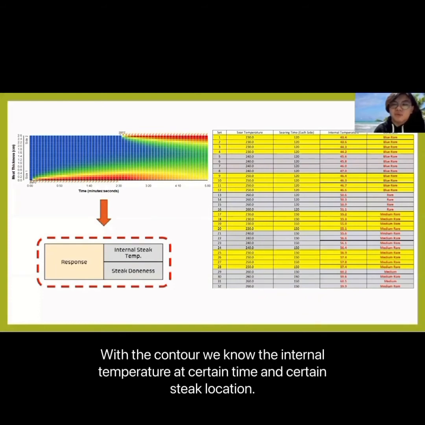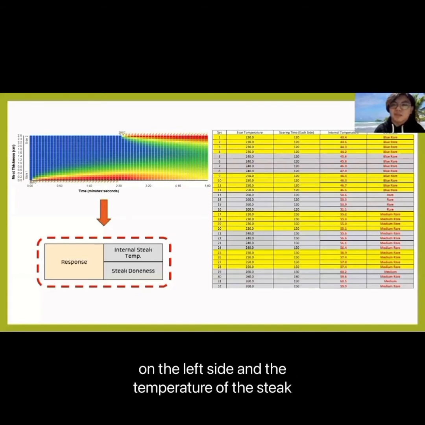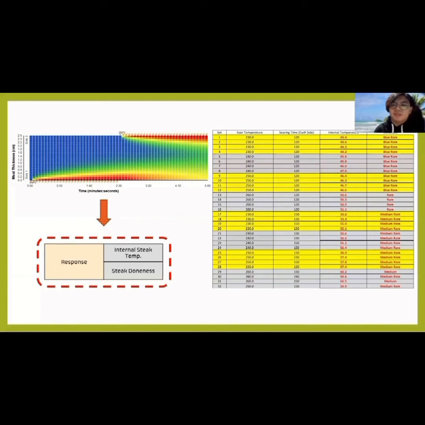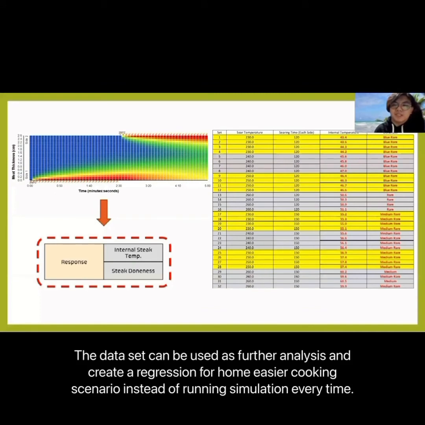With the contour, we know that the internal temperature at a certain time and certain steak location is shown in the contour on the left-hand side, and the temperature of the steak represents the doneness of the steak, and therefore the response output can be obtained. The data set can be used for further analysis to create a regression for an easier home cooking scenario instead of running the simulation every time.